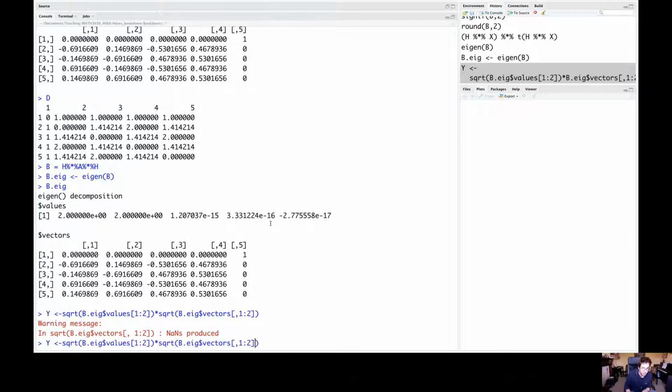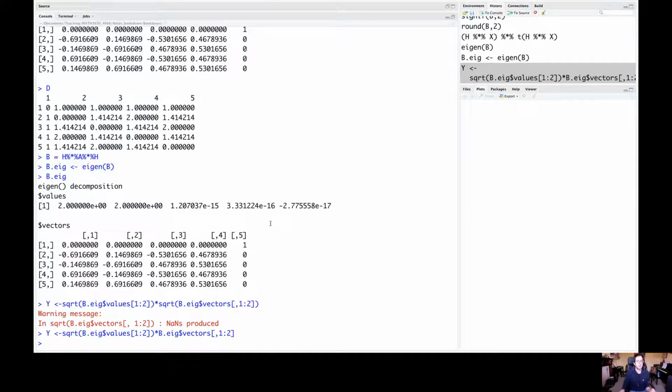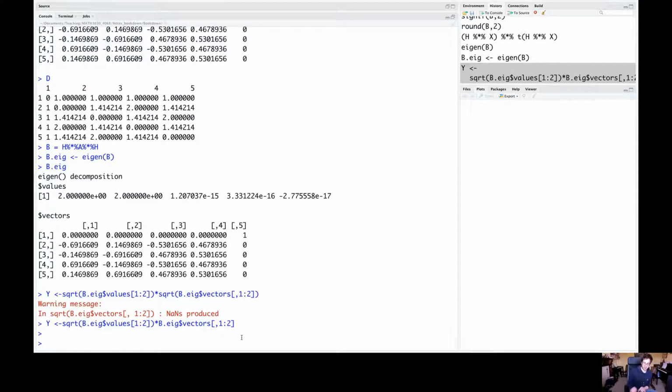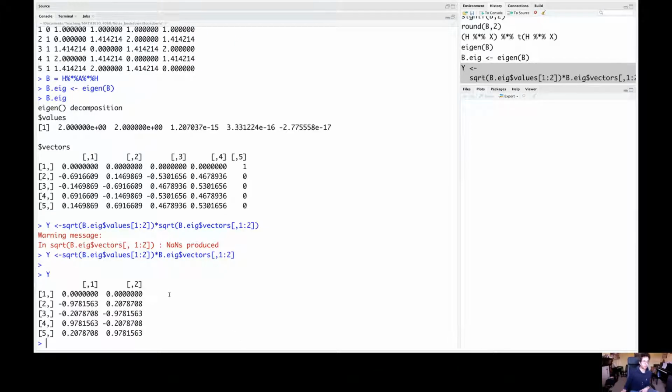So the square root was already there, wasn't it? I didn't need that extra square root. So we've got the square root of the eigenvalues times the eigenvectors. Okay. So this gives me a set of points Y in 2-dimensional space.